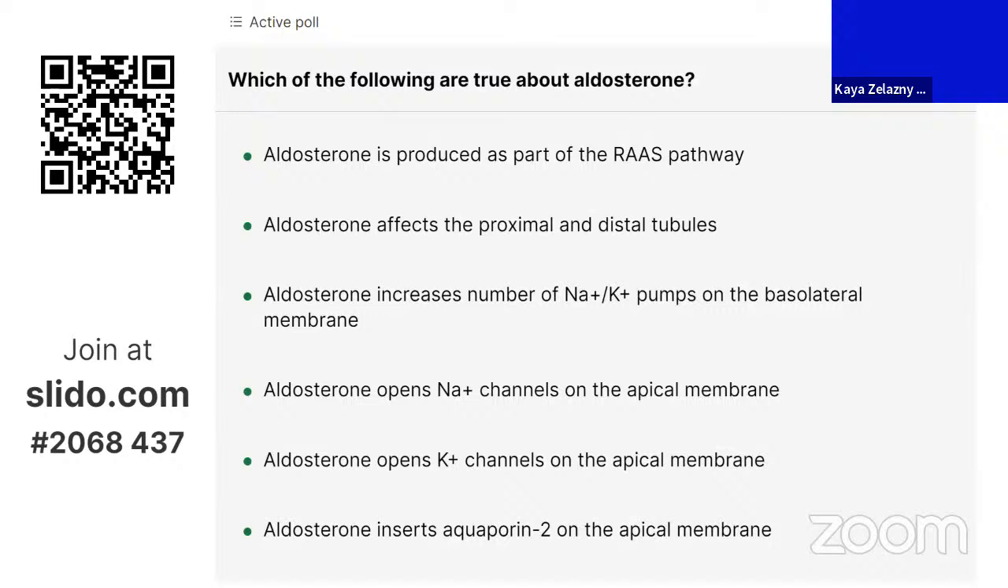All right. So today we're going to continue our discussion of ways that we balance our electrolytes, so basically our ions, using our kidneys. So when we left off before break, we were talking about aldosterone. That was our last hormone that we spoke about. So you go through this list and check off as many of these as you remember being true things about aldosterone.